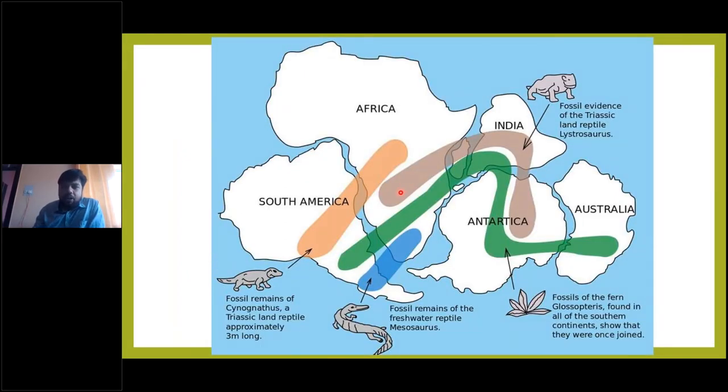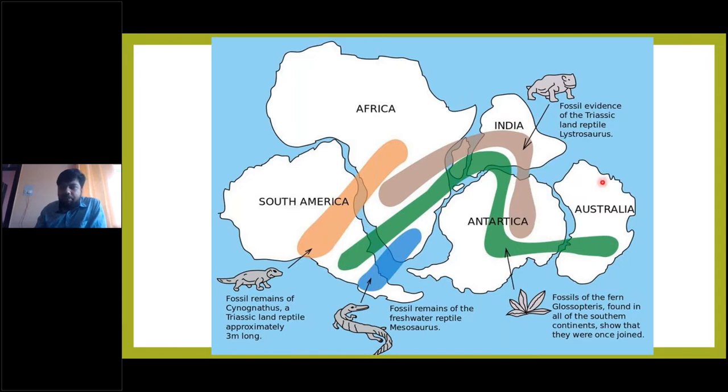You must be very familiar with this diagram. In many textbooks, you can see this kind of diagram where they have shown the distribution of flora and fauna during the early Triassic or late Permian time period. There you can see some animals like Lystrosaurus. This was Lystrosaurus. Their occurrence has been found in Africa, Madagascar, India, Antarctica, and various places. Similarly, this leaf, the Glossopteris, is known from the Gondwana supercontinent, including South America, Africa, Madagascar, India, Antarctica, and Australia.